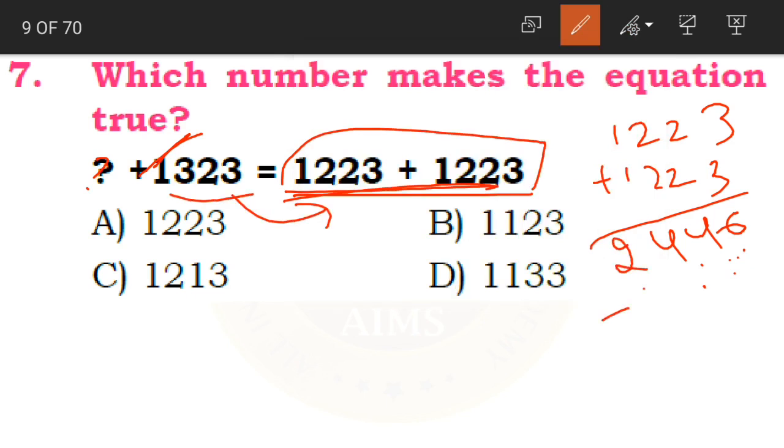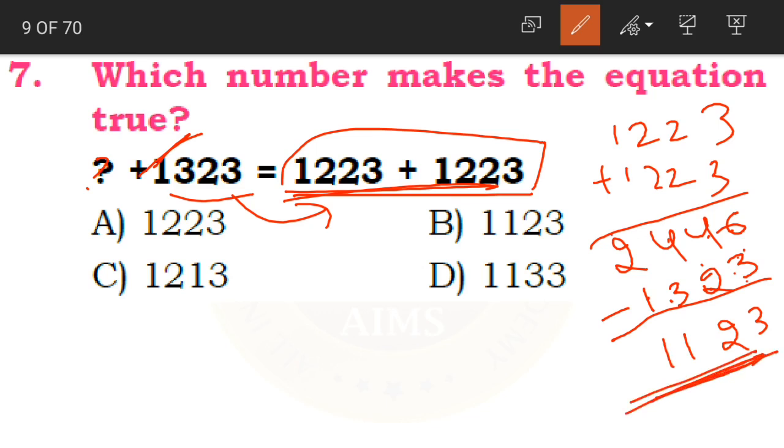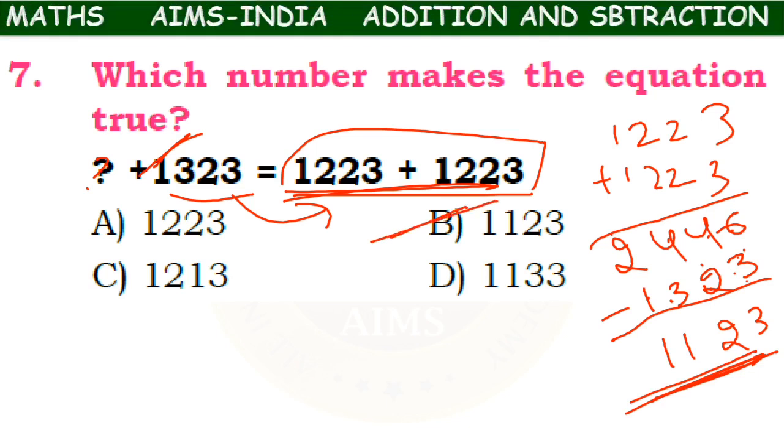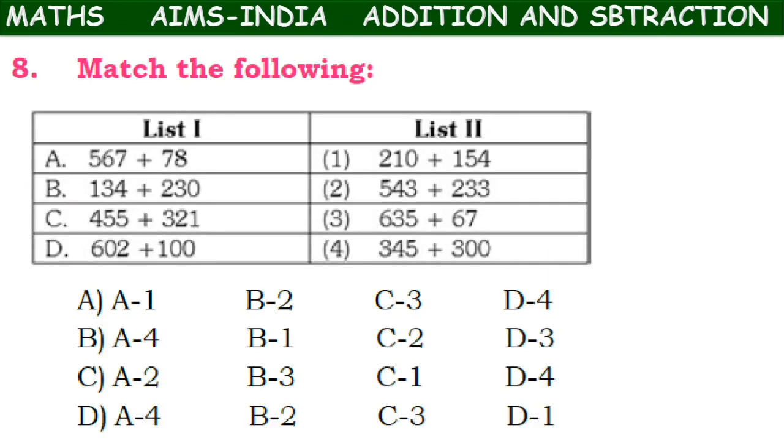So let us subtract 1323 from 2446. 6 minus 3, 3. 4 minus 2, 2. 4 minus 3, 1 and 2 minus 1, 1. What is the final answer, children? 1123. That is our option B. I hope this is clear. Just the same technique is applied, and so many questions are asked based on this same technique.